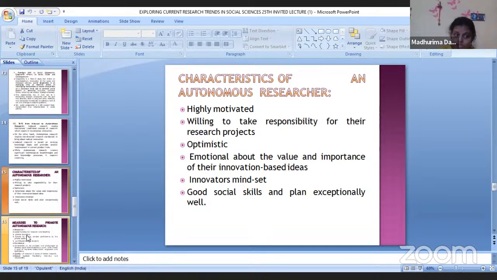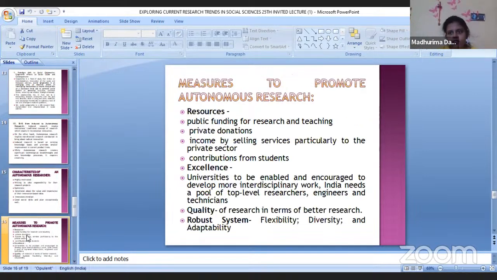And for proper autonomous research, certain measures are definitely required, because if these measures are not met, autonomous research cannot be achieved. The first measure is in terms of resources. Resources can be in terms of public resources for research and training. That can come from organizations like ICSSR, like UGC. Private donations also, private consultancy firms can also provide certain funds. Income by selling services to the private sector. And then contributions from students can also be taken.